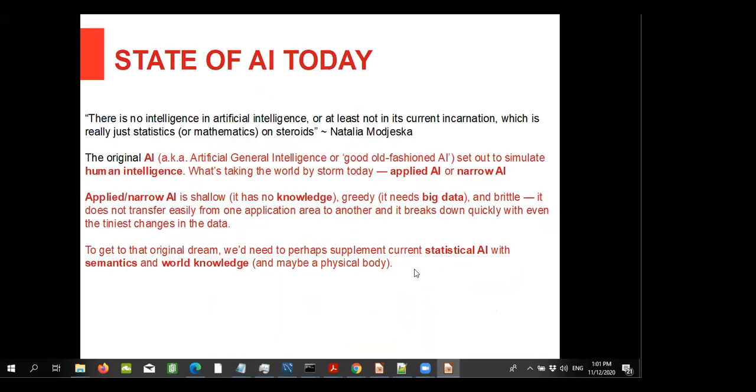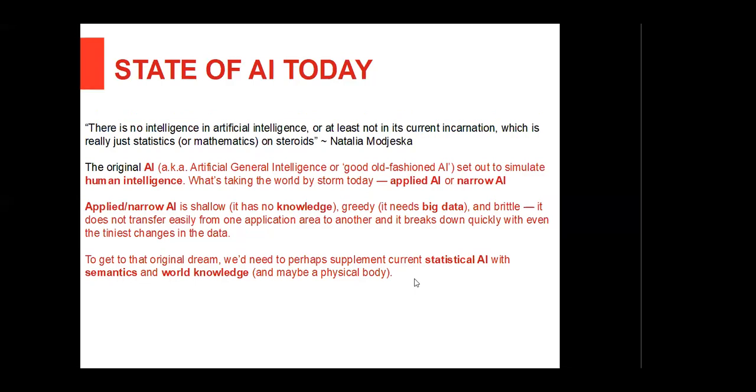So now let's talk about AI today. The original AI is set to be applied AI or narrow AI. Applied AI is shallow. So it has no knowledge. It's greedy. It needs a lot of data. So AI today doesn't have a lot of knowledge.